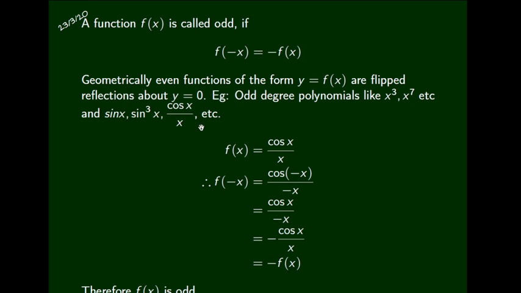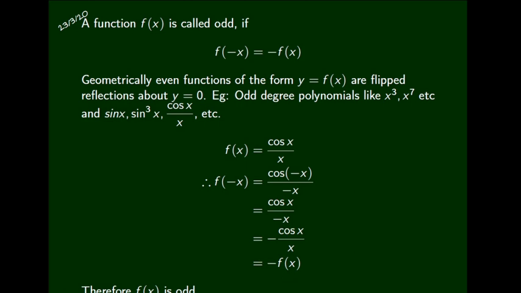We will prove this. We start with f of x equal to cos x by x, then f of minus x equal to cos of minus x by minus x. We replace x by minus x. Cos of minus theta is cos theta, but the minus of x is minus x itself, so I can take this minus outside common, so cos x by x is f of x. So f of minus x equal to minus of f of x, and so this function is odd.